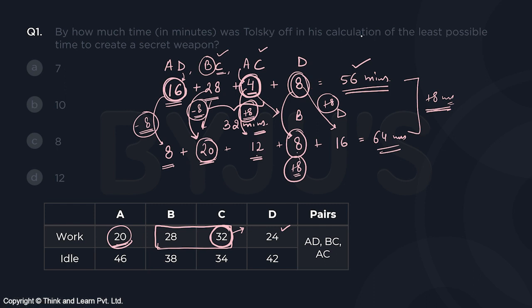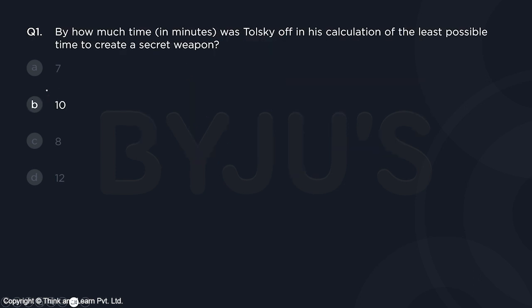How much off was the calculation from Tolsky? Tolsky was taking 66 minutes. But now the minimum time is 56 minutes. So how much off is that? It is 10 minutes off. So my answer for the first question is 10 minutes. That is option B.